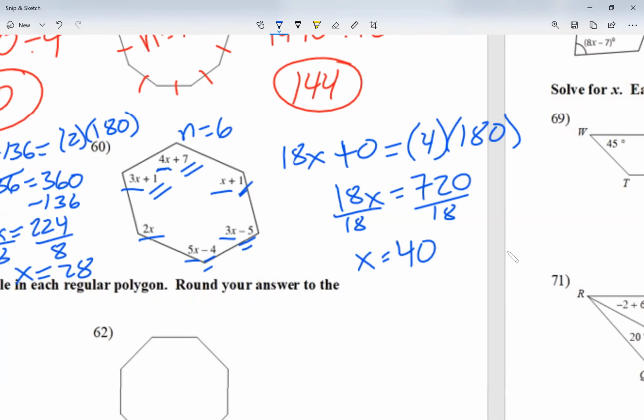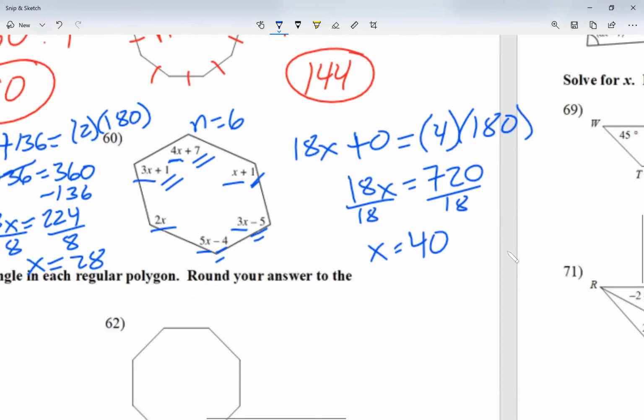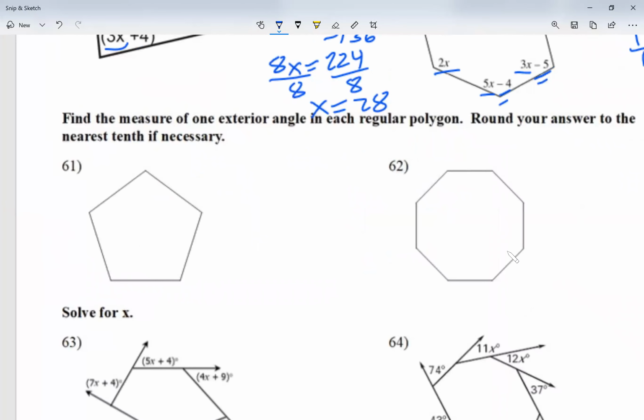All right, so now let's review questions 61 through 62. Find the measure of one exterior angle in each regular polygon. Round your answer to the nearest tenth if necessary. So when I'm looking at number 61, if I extend one of my sides, I'm looking at the angle on the outside. I want to know how much one of those angles is. So first of all, I see how many sides my polygon has. On the right, n is equal to 5. There are 5 sides, so there are 5 angles. I can see them. These are the angles I'm talking about.